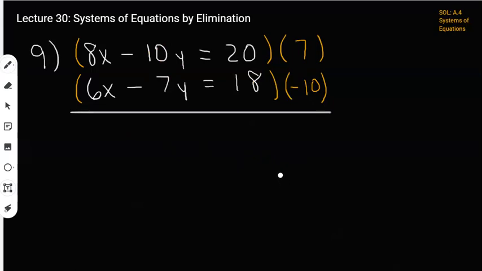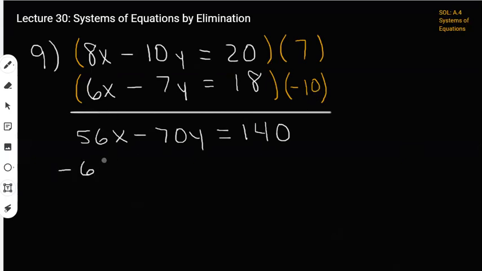So what I'm going to do is multiply the top line by 7. 8 times 7 is 56. Negative 10 times 7 is negative 70. And 20 times 7 is 140. So I multiplied the top line by 7. Now let's multiply the bottom line by negative 10. What happens when I multiply 6 by negative 10? I get negative 60.